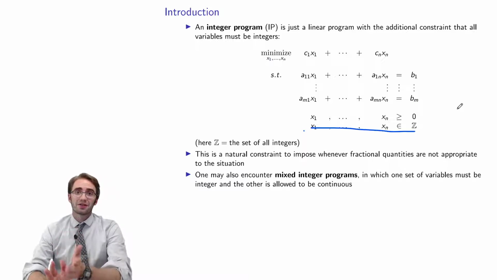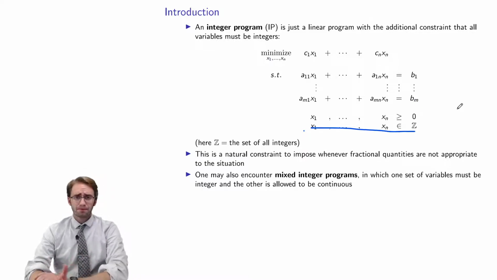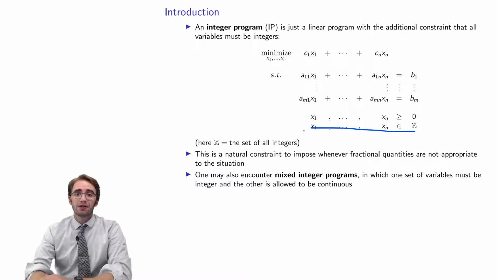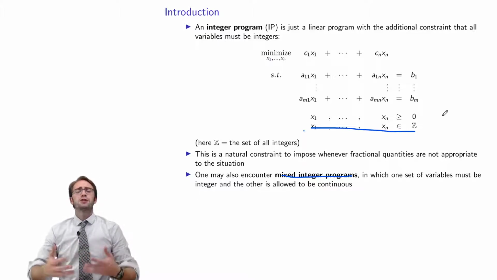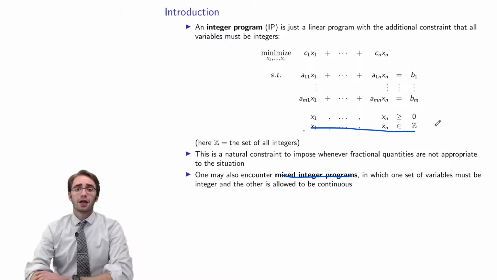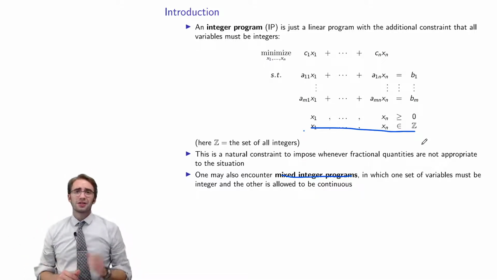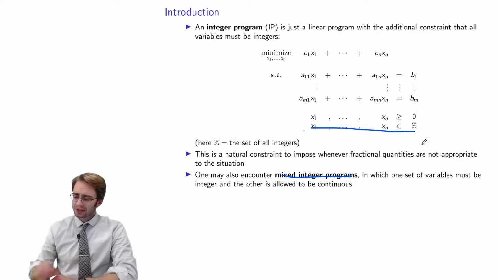This is a natural constraint that has come up already in certain problems a handful of times, right? If the baker can't make a half of a cake, for example. If you're a factory making battleships or submarines, a half a submarine doesn't mean a whole lot. You're also going to encounter mixed integer programs. A mixed integer program is an integer program where some of the variables are allowed to be continuous. So mixed just means you have some variables that are integer, some of them are continuous.